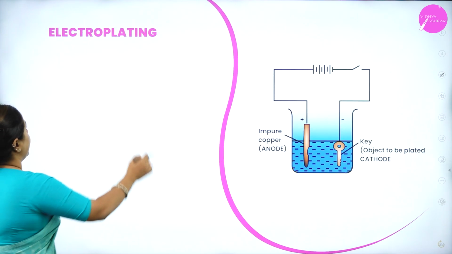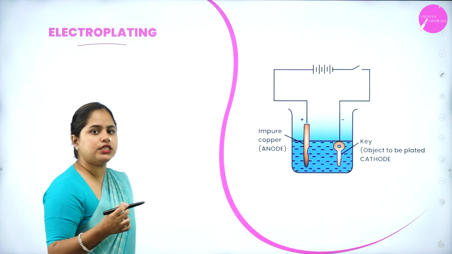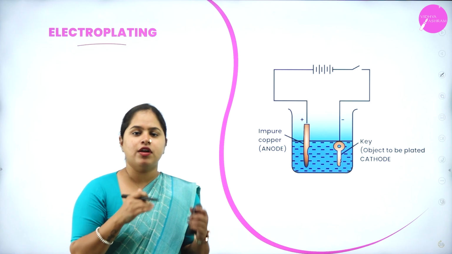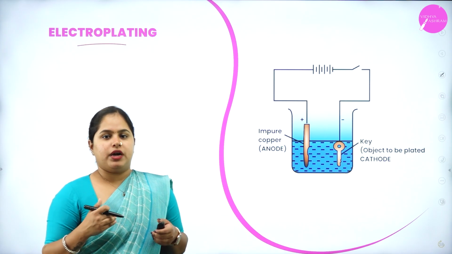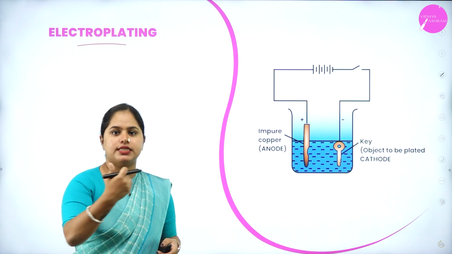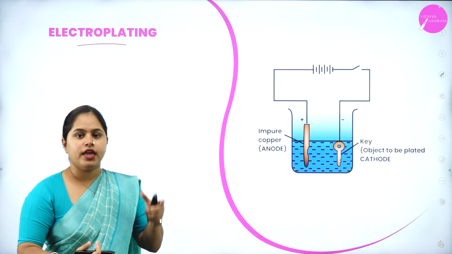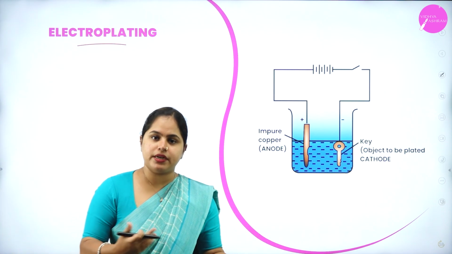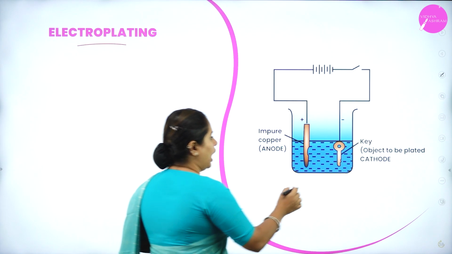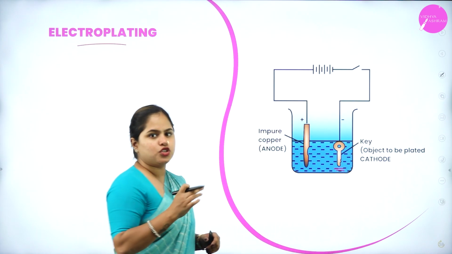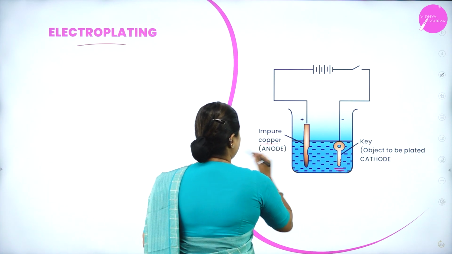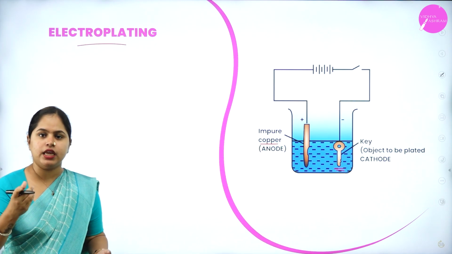Now the next one is electroplating. Now electroplating, you also have an idea from your previous classes itself. Electroplating is a method by which we are going to coat or plate a particular element with a desired other metal. We are going to plate or coat one metal using another metal. So how can that be done? For example, I have a key here. The key that I have to coat with copper. So I am going to coat the key using copper.